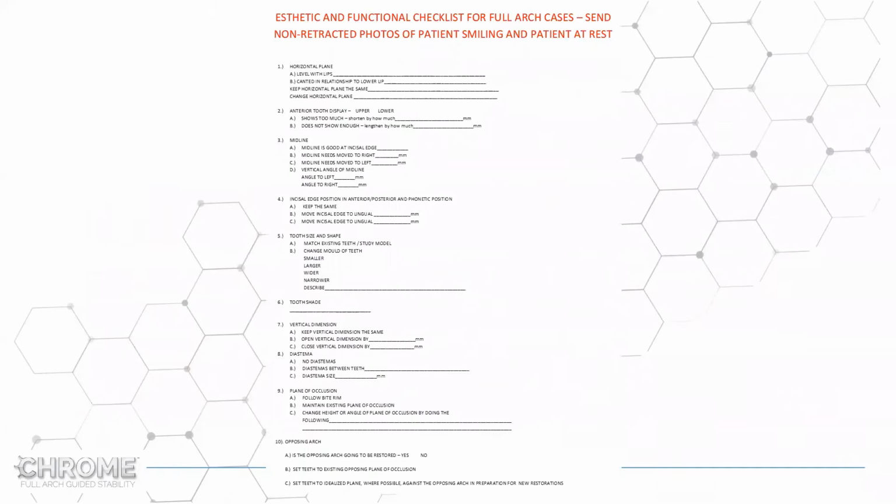Okay, so this is the aesthetic and functional checklist for full arch. At the second appointment, the doctor should fill this out, starting at number 1 and going all the way down to number 10. If he answers all those questions, then we should have the information we need to continue with this case.